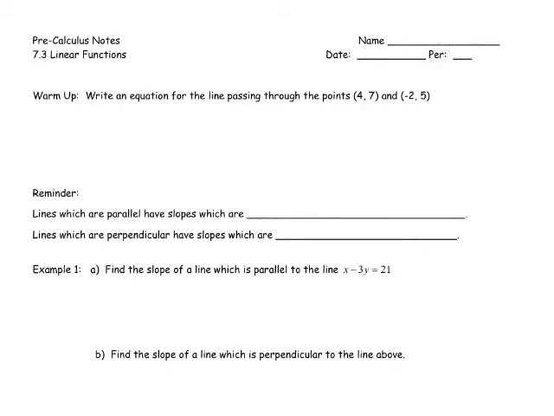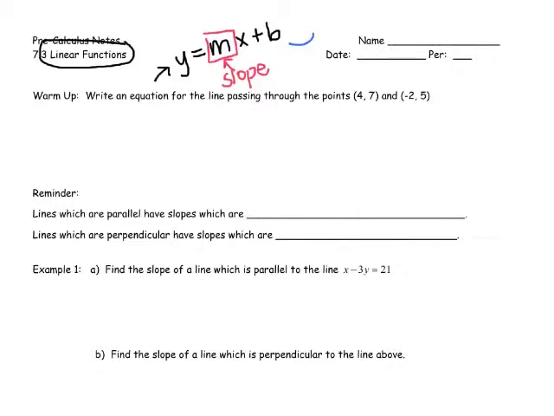Alright, so today we're going to do linear functions. Linear functions are in the form with the equation y = mx + b, where m is your slope, rise over run, and b is your y-intercept.